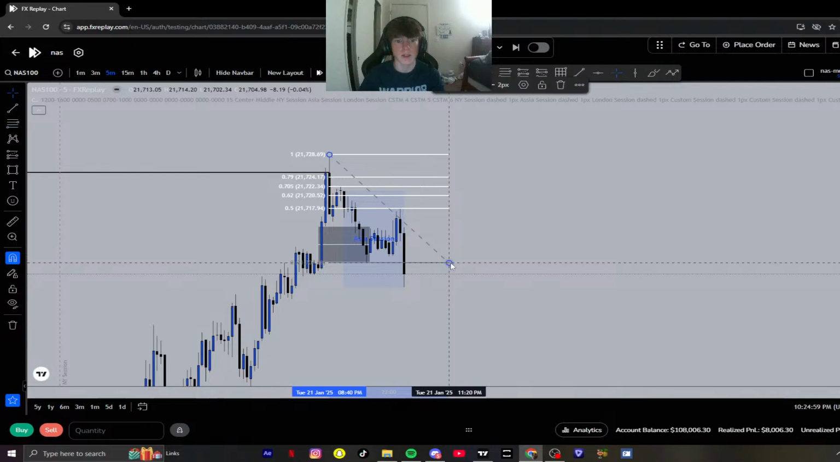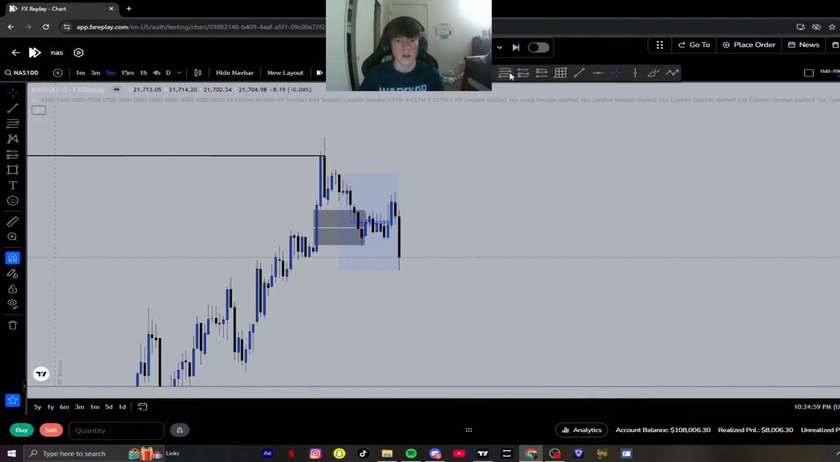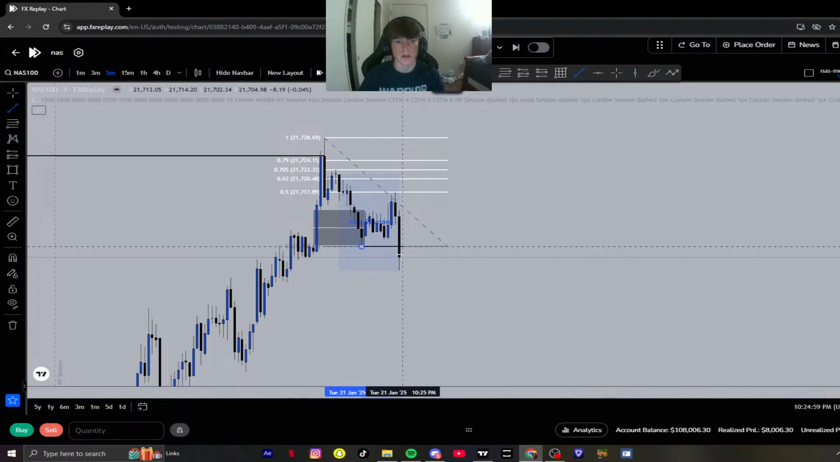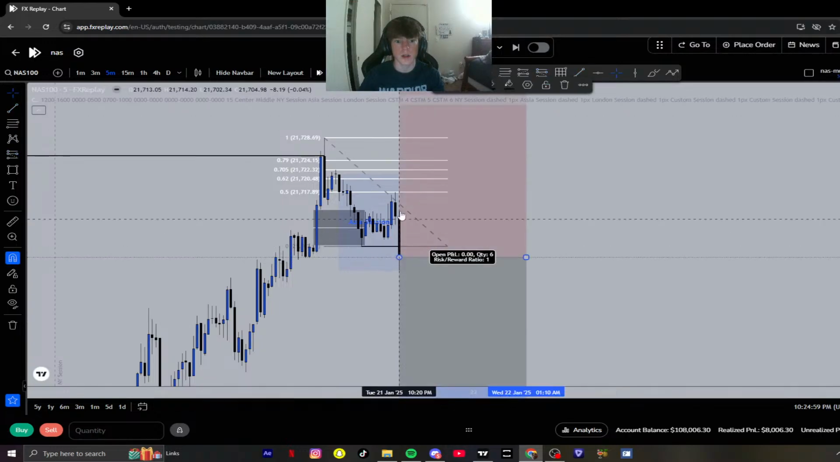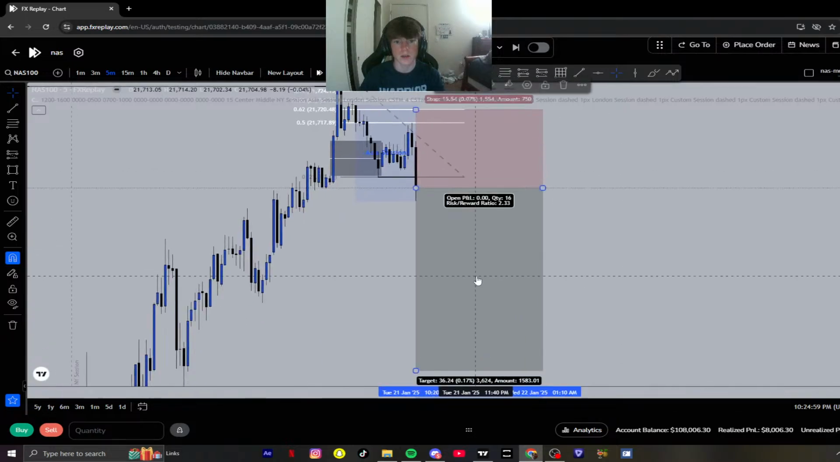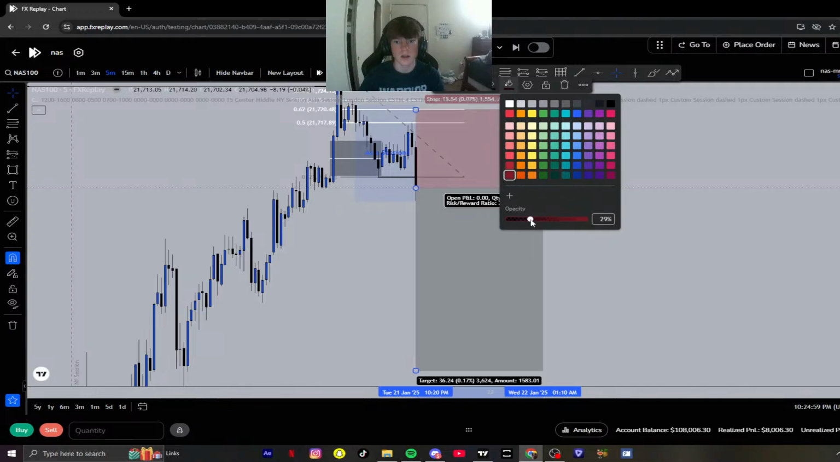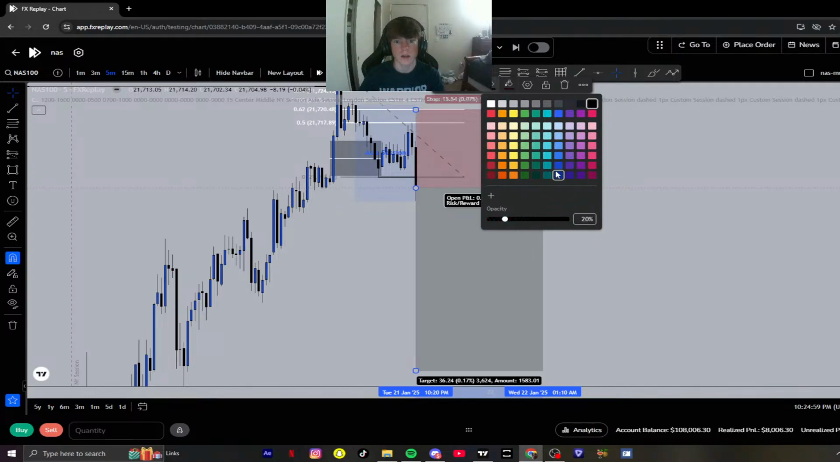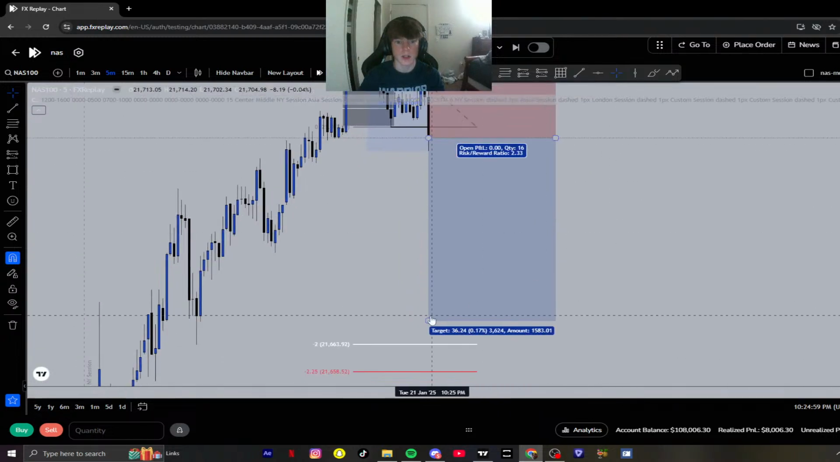Price literally taps equilibrium. Bro, and it changes right here. Enter short off here. Stop this behind, like right here. And then we target this.